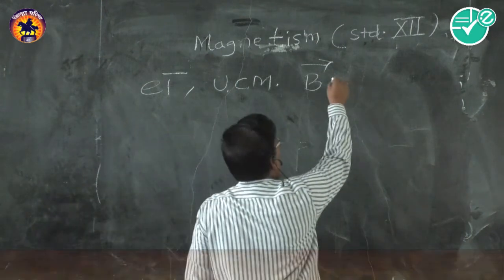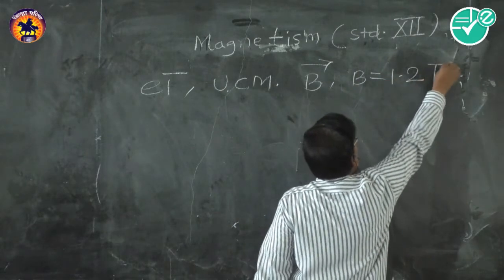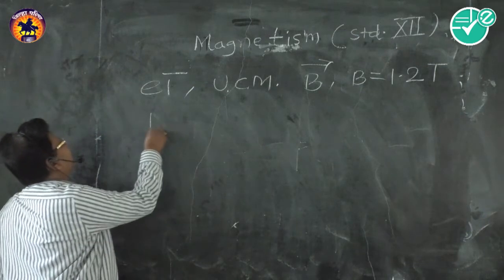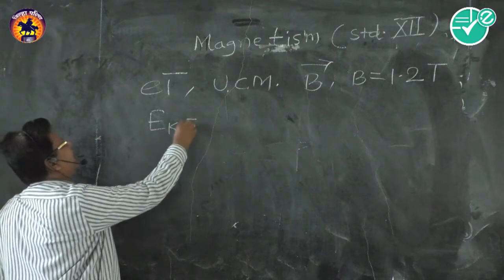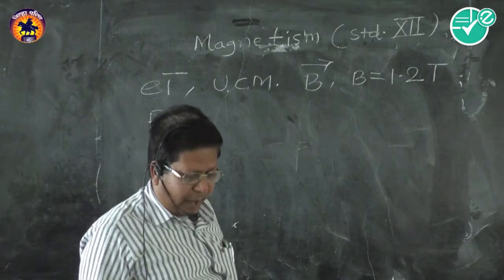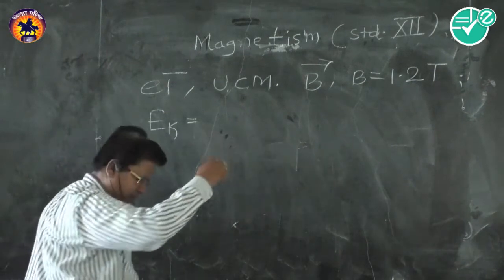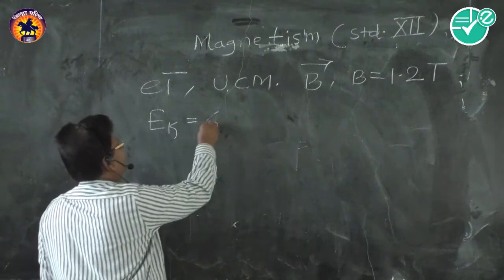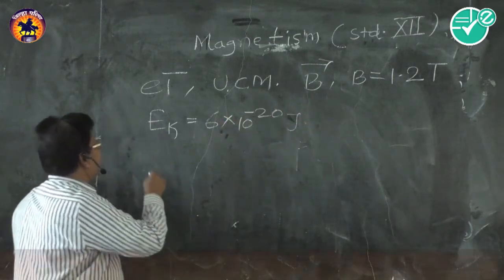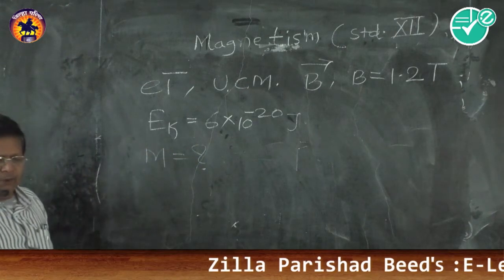That means the magnetic field is perpendicular, and the value of this magnetic field is 1.2 Tesla. And in this case, the kinetic energy acquired by the electron in the orbit, Ek, is equal to 6 into 10 to the power minus 20 joule. And again we have to calculate magnetic dipole moment.